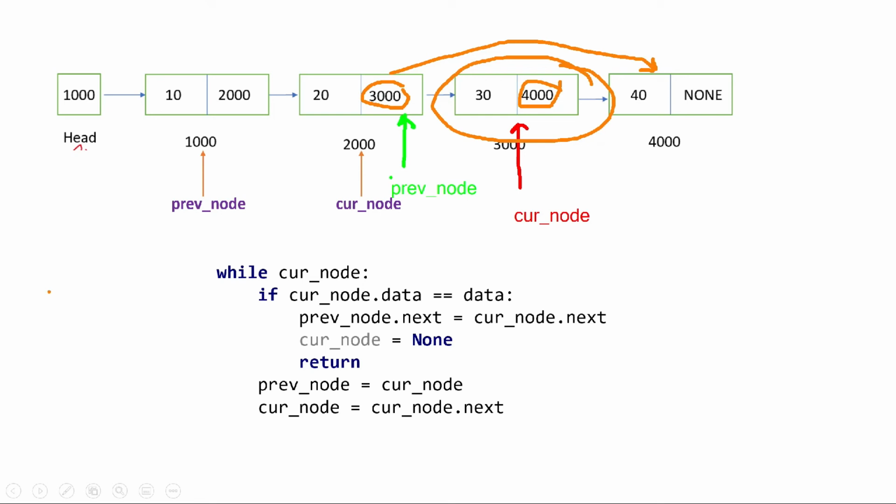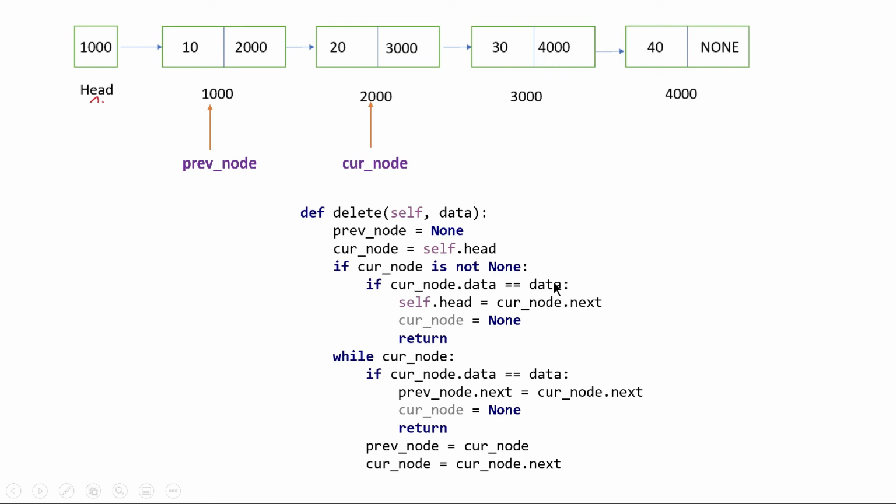Now consider one more case. Suppose the element that you are trying to delete, that data, is present in the very first node. In that case, your head should also change. So before moving further, you should have a check: if the data you're searching for is in the very first node, then your head must be changed. That should be handled separately. Now see the perfect code where I have also handled the corner case.